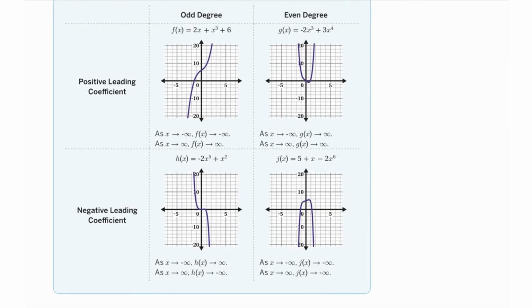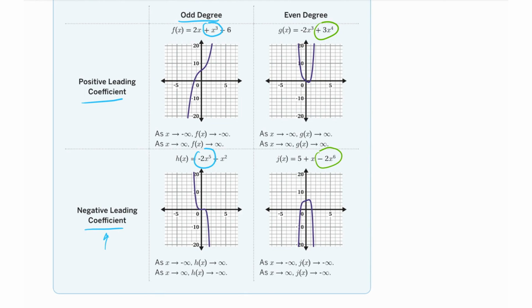This is a positive leading coefficient and an odd degree, because this is our highest exponent. It's positive and the degree, or the exponent, is odd. Whereas a negative leading coefficient and odd degree would be this one, because the highest exponent is 5 and the leading coefficient is negative. Even degree would be this one here, because it's the greatest exponent and the coefficient is positive. And for this one, the greatest exponent is 6 and the leading coefficient is negative.